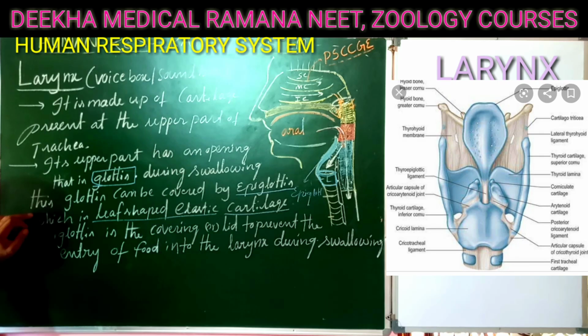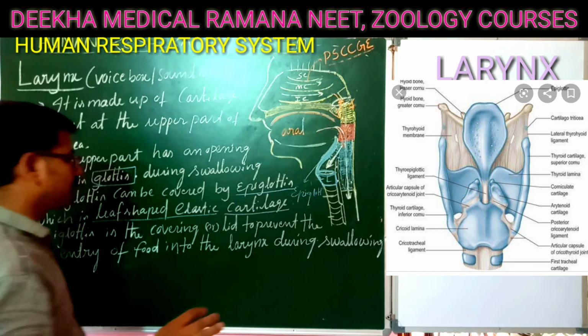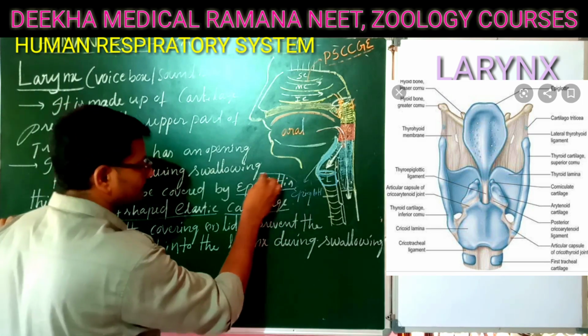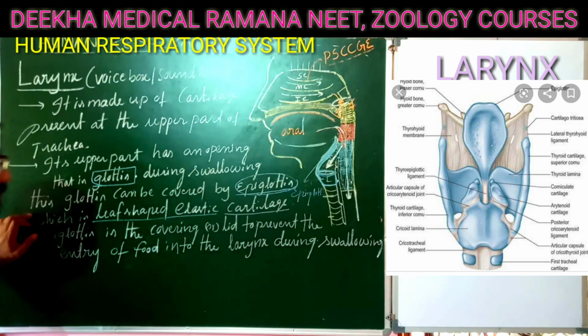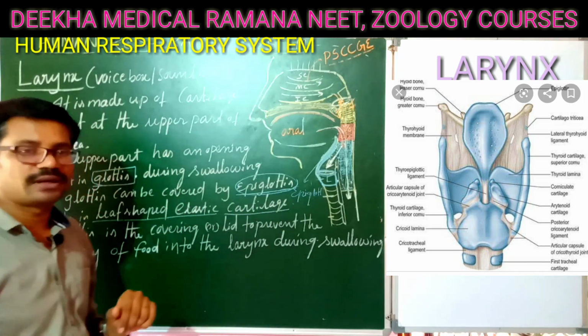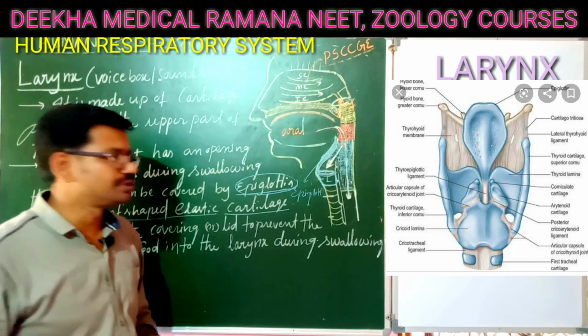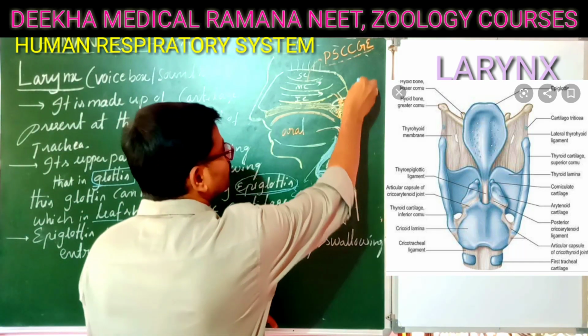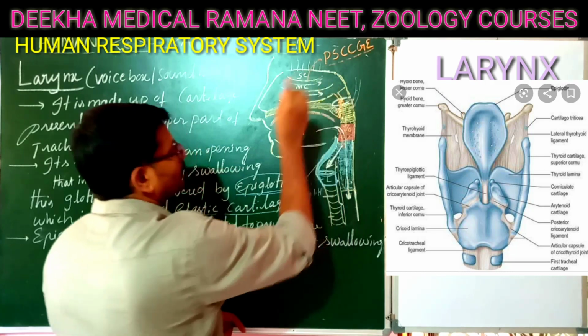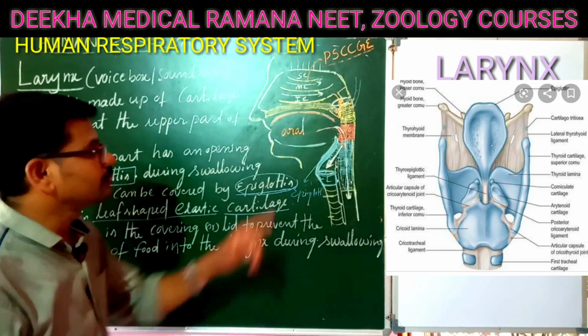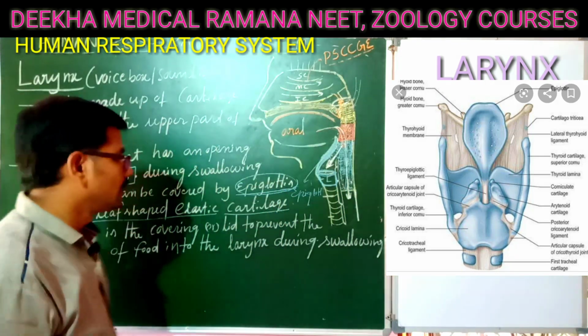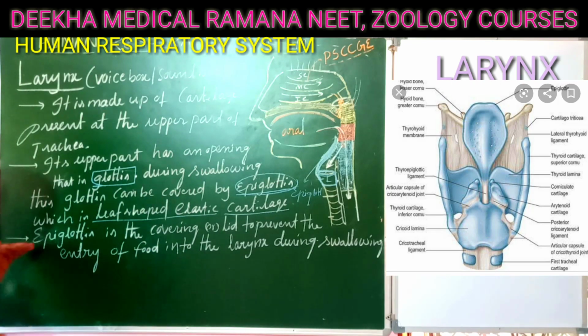Very, very important. In our body, there are 3 parts made up of elastic cartilage. Many parts are there, but as per anatomy, there are 3 parts made up of elastic cartilage. One is the epiglottis. Second one is the external ear or ear pinna. Third one is the eustachian tube. I told you there is a tube which opens into the nasopharynx. That eustachian tube is also made up of elastic cartilage, right?